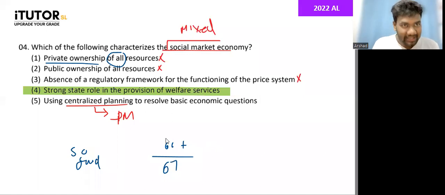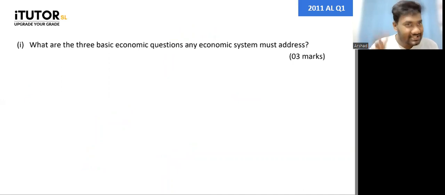Shall we take a quick break and then come into the essay questions? In the essay questions, I'll tell you what kind of format you should write and how many points you should write. We'll talk about all of that.